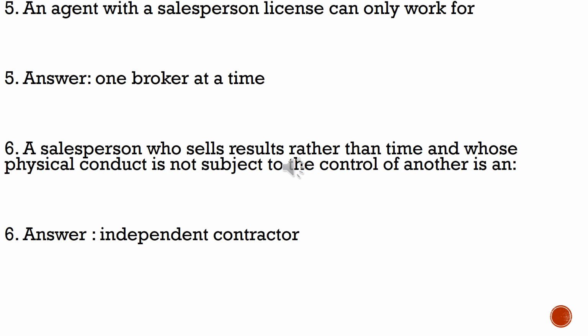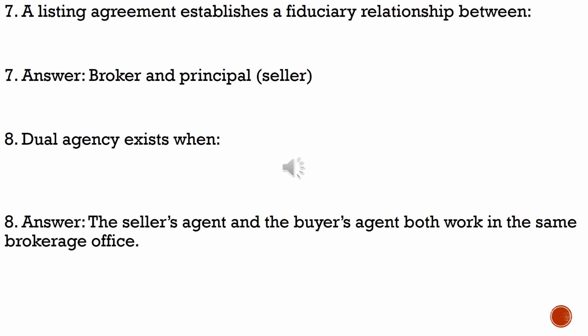Question number 5. An agent with a salesperson's license can only work for: answer, one broker at a time. Question number 6. A salesperson who sells results rather than time and whose physical conduct is not subject to the control of another is a: answer, independent contractor. Question number 7. A listing agreement establishes a fiduciary relationship between: answer, broker and principal seller.